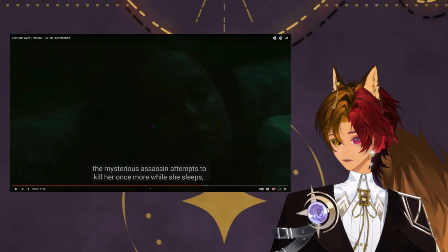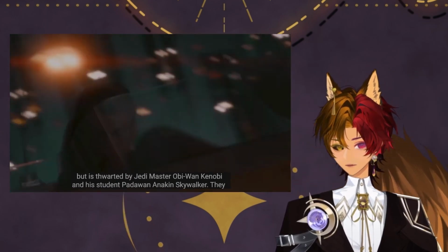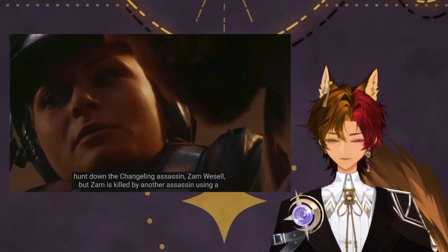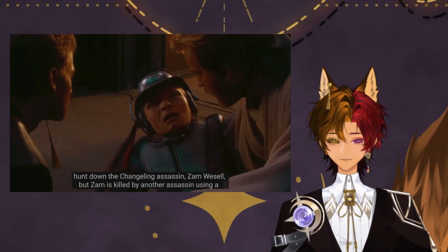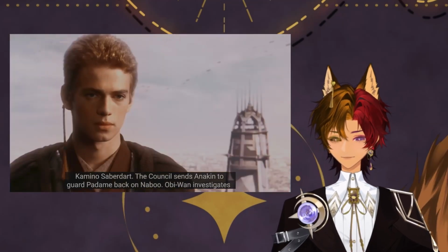But the attempt is thwarted by Jedi Master Obi-Wan Kenobi and his student Padawan Anakin Skywalker. They hunt down the changeling assassin Zam Wessel, but Zam is also killed by another assassin using a Kamino saber dart. The Council sends Anakin to guard Padme back on Naboo.